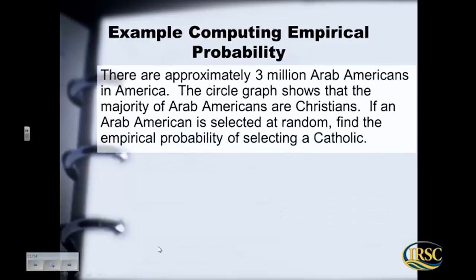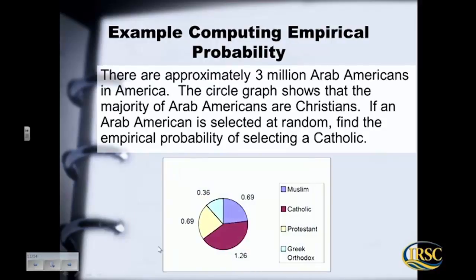Okay, so here's an example of empirical probability. There are approximately 3 million Arab Americans in America, and this circle graph shows that the majority of Arab Americans are Christians. Now this was, I believe, taken from the census a while back. Okay, so if an Arab American is selected at random, find the empirical probability of selecting a Catholic.